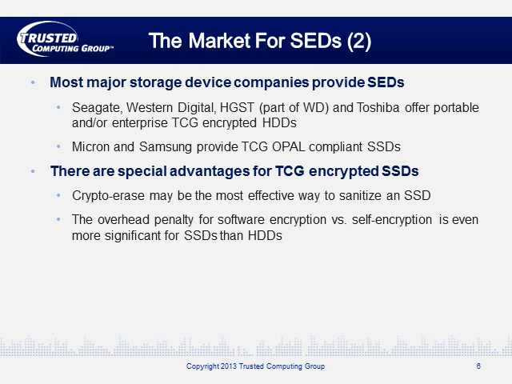Most major storage device companies today provide self-encrypting drives meeting the Trusted Computing Group standards. These include Seagate, Western Digital, HGST, which is now part of Western Digital, and Toshiba, who offer portable and/or enterprise Trusted Computing Group encrypted hard disk drives. Micron and Samsung provide Trusted Computing Group Opal compliant solid-state drives.